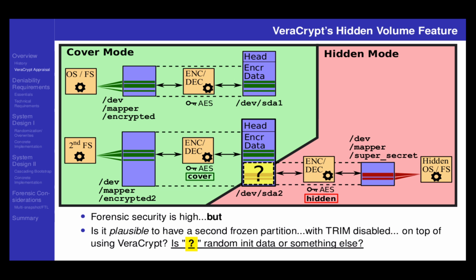Forensic security is really high. They had a couple of issues a while back I think they fixed up. But the question is, is it plausible deniability? So you have two partitions configured in this way. You have TRIM that you have to disable because your slack space otherwise is gone. You need to freeze the file system of the second partition, otherwise you risk overwriting the yellow question mark data. And so you put all those things together on top of having VeraCrypt.